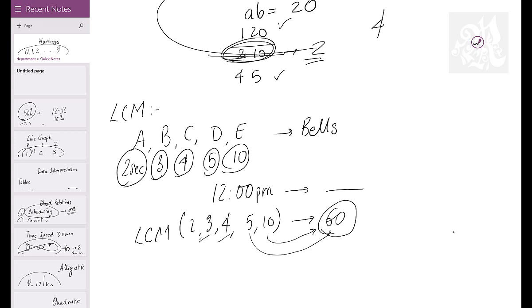Okay? So in 60 seconds, the 2 second one will toll, the 3 second one will toll, the 4 will toll, 5 will toll and 10 will toll. So they toll together after how many seconds? 60 seconds. So at what time will they toll next together? 12:01 p.m. Are we clear? So in 60 seconds they will come together again.